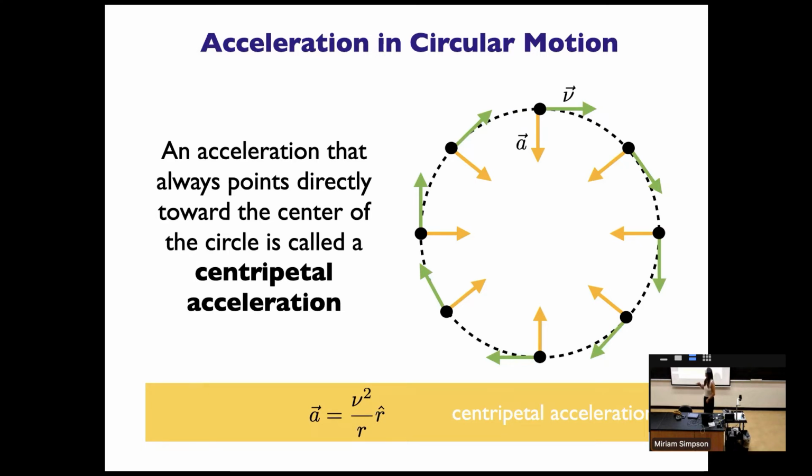So we could write this as radial acceleration. Sometimes we were talking about acceleration in the x direction, acceleration in the y direction. In this case, we have acceleration in the radial direction. Do we have acceleration in the tangential direction? No. What would happen if we had acceleration in the tangential direction? What would happen to the velocity vectors?